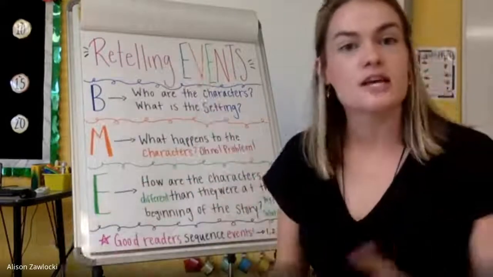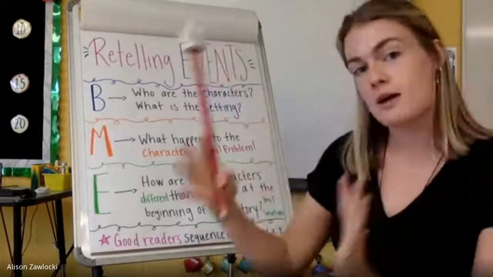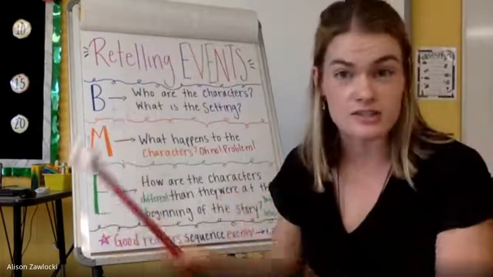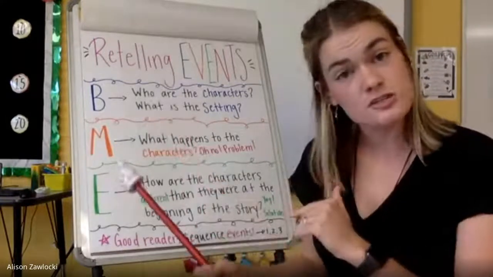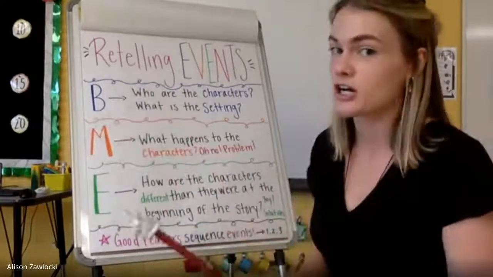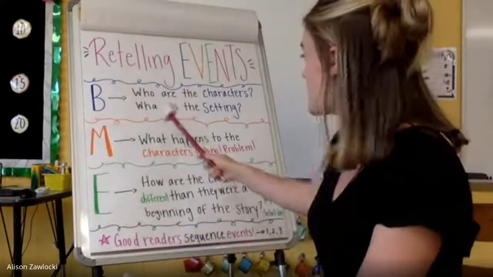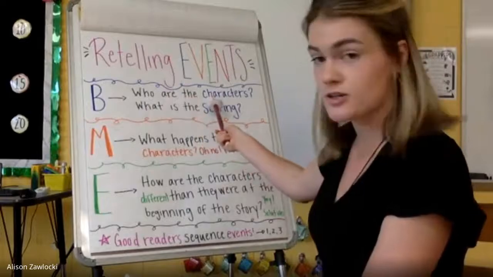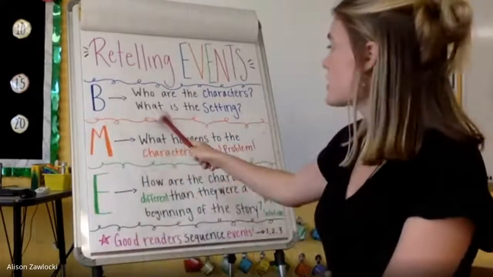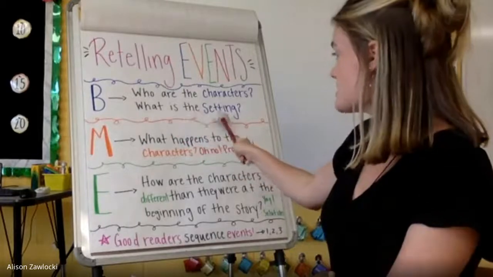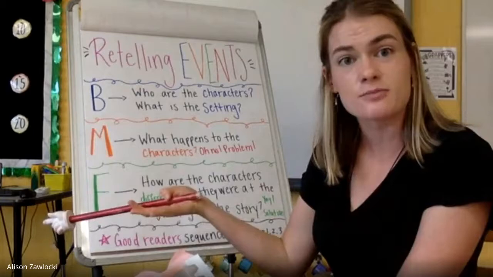So while you're retelling your story, you're going to break it up into the beginning of the story, the middle of the story, and the end of the story. So you're going to answer some questions for each section of the story to retell it. So I'm going to share the beginning first. To retell a beginning of a story, you're going to answer, who are the characters? That means who is in the story? Who's the story about? You're going to also answer, what is the setting? That means, where does the story take place? Where are the characters living?